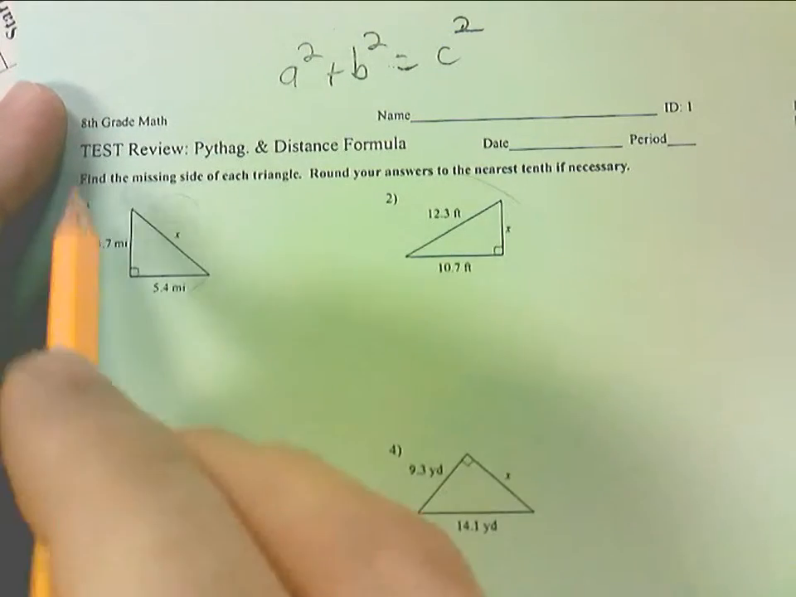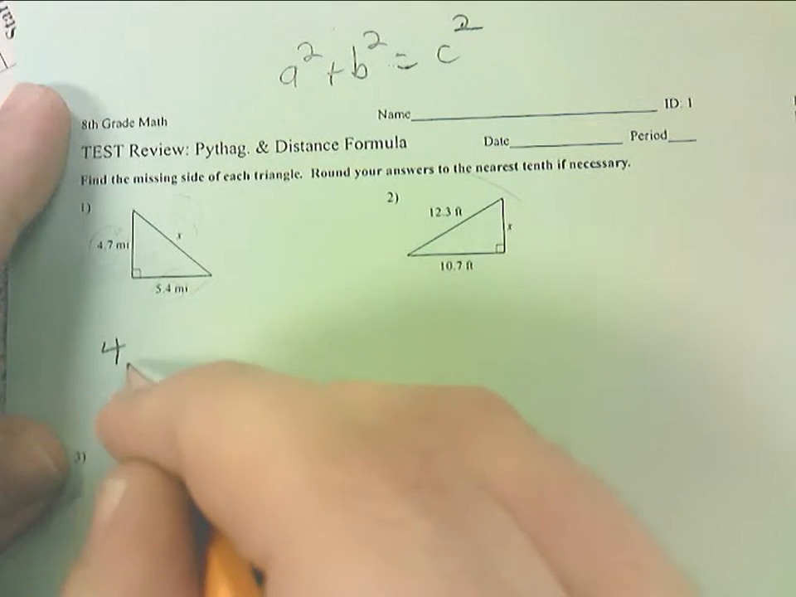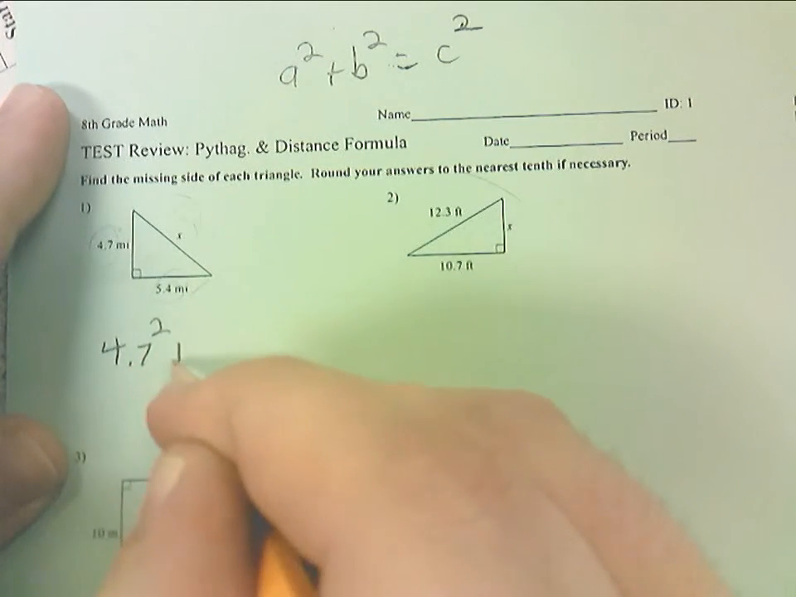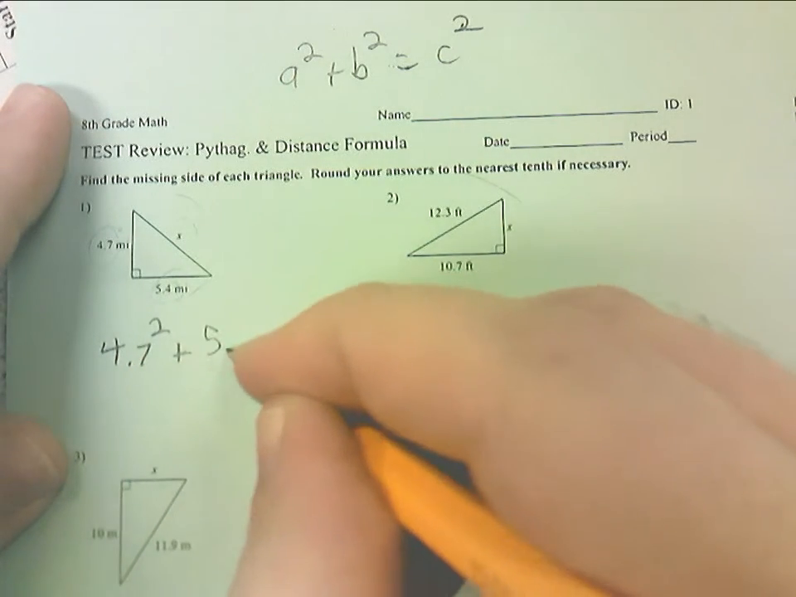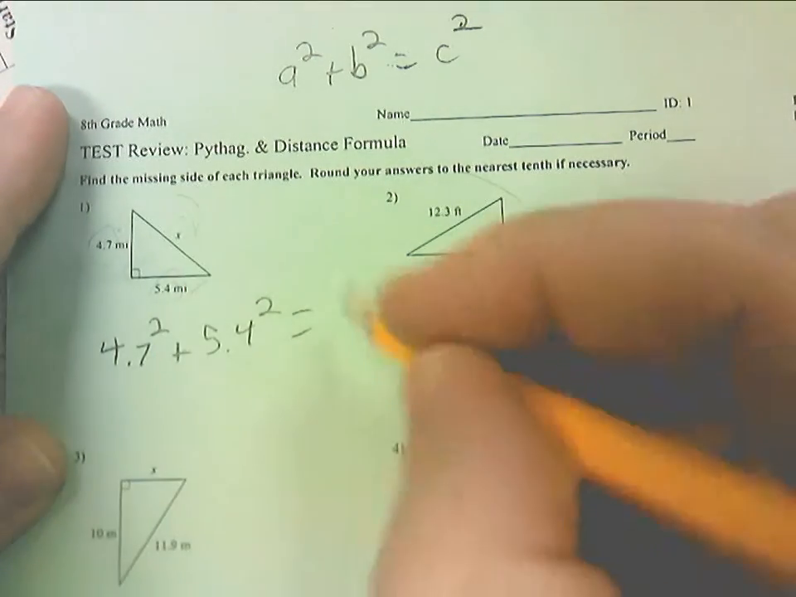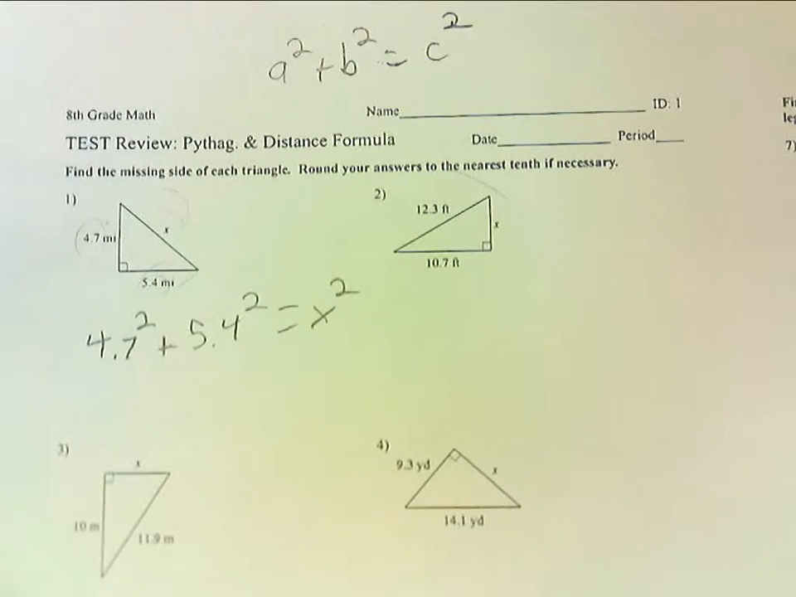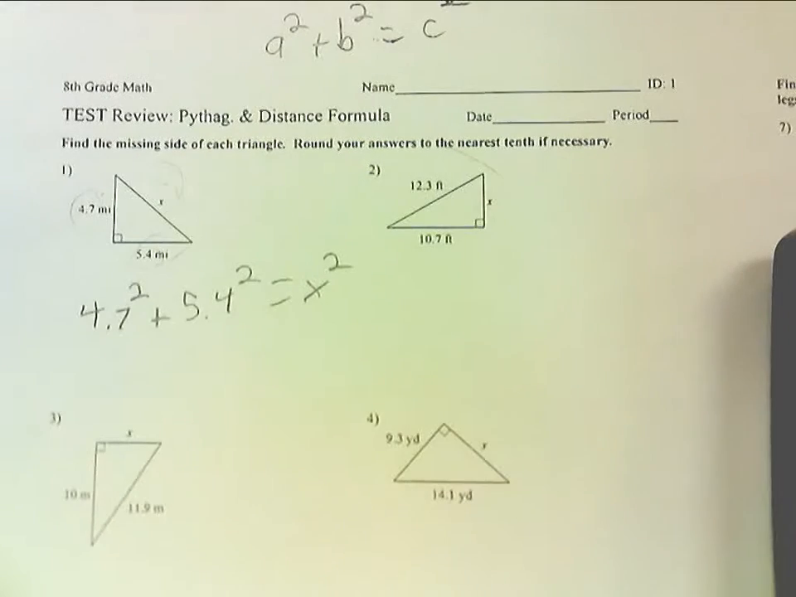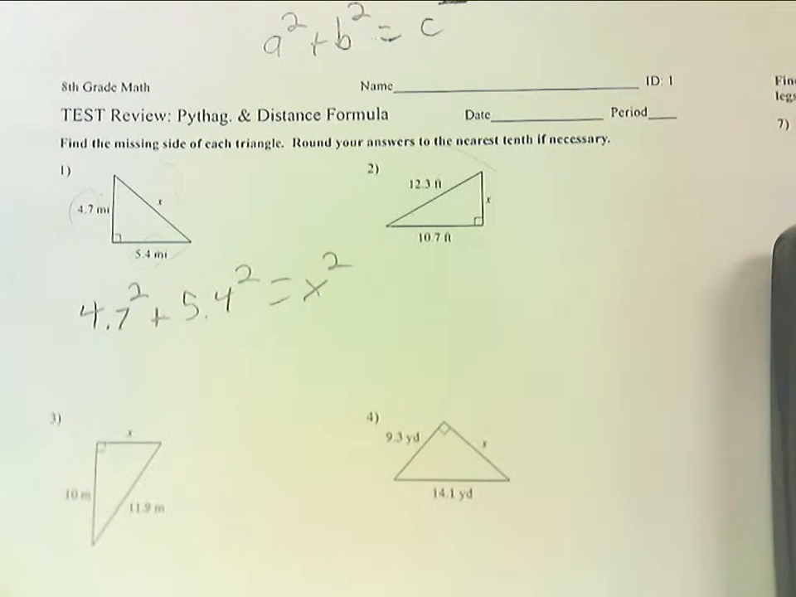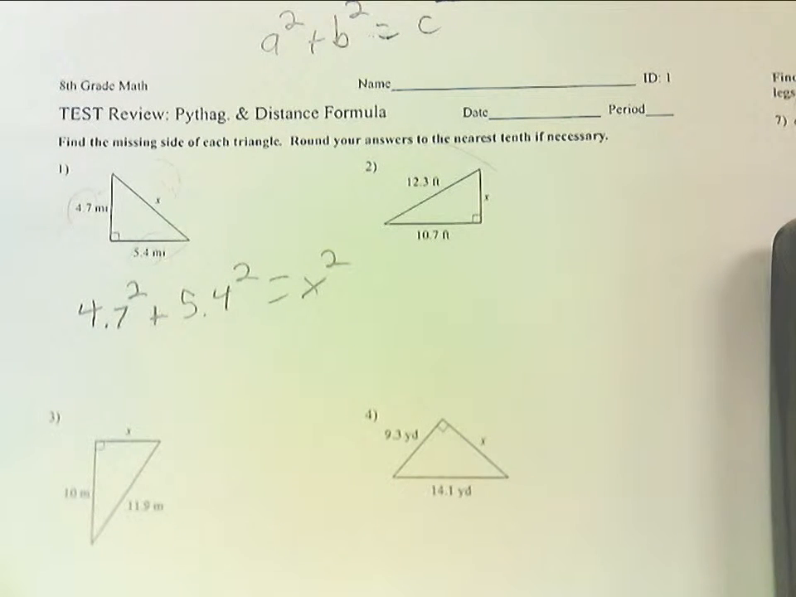So when we set these problems up, if it wants us to find the hypotenuse, like number 1 here, you take the two smaller sides, and you would go 4.7 squared plus 5.4 squared, and set that equal to the longer side squared. And you will need a calculator for this. So you would go 4.7 squared plus 5.4 squared.